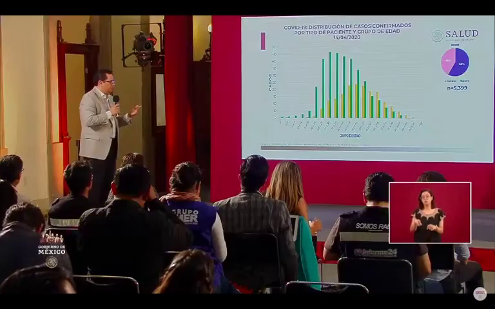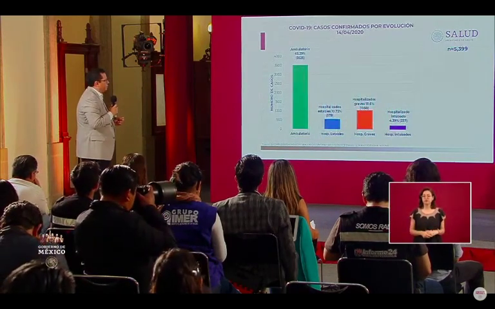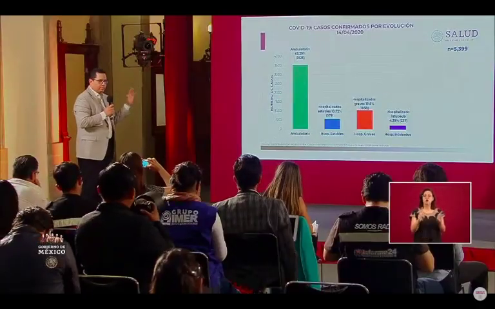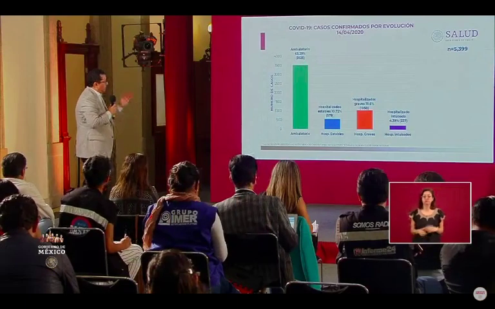We also have the sex distribution. Males are overrepresented since over 50% of the cases are male and the remaining percentage is female. Here we can take a look at the clinical state of these patients. These are confirmed cases that have tested positive for COVID-19. So we have 65% of outpatients, almost 11% hospitalized stable, almost 20% of hospitalized patients that are in severe conditions, and 4.4% have had to be intubated, which means they are in a critical state. This is 237 that are in this situation.